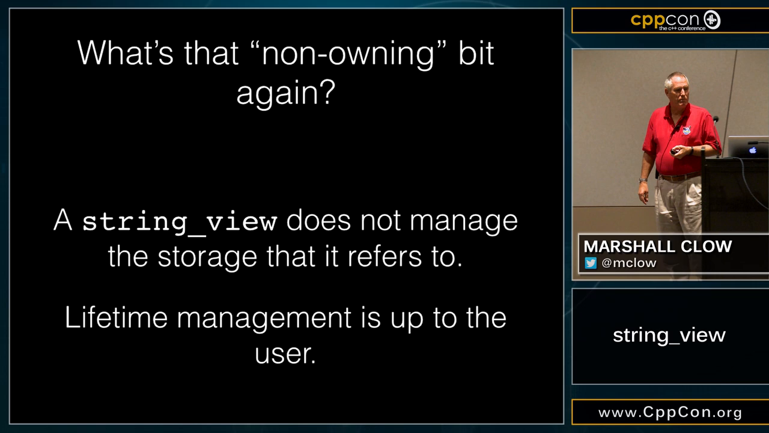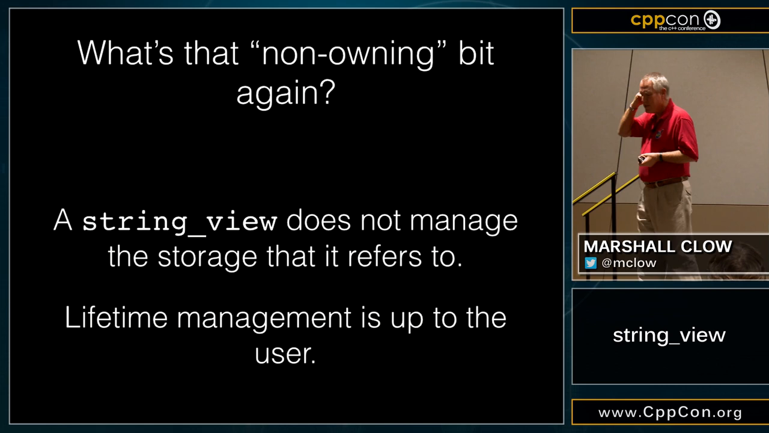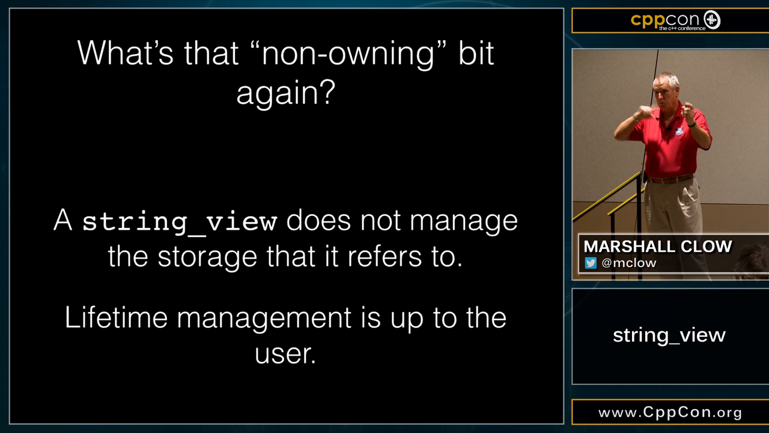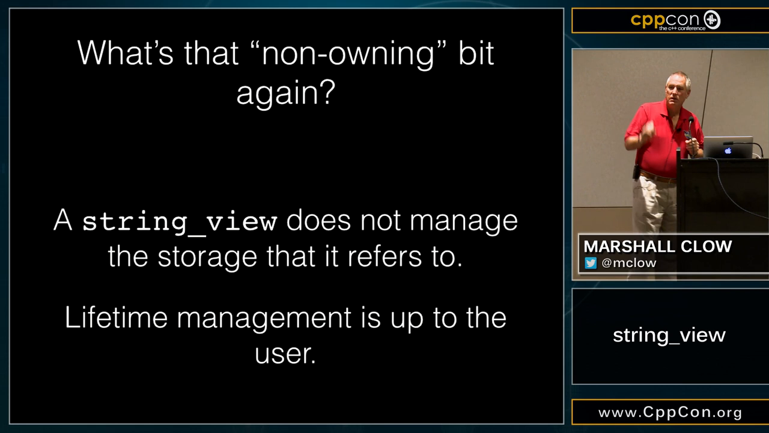So what's that non-owning bit again? I mentioned that a little bit. Non-owning basically means it doesn't have any control over the characters it points to. None at all. It's just a pointer and a length. What does this mean? It means that it pushes the lifetime management back on the caller, back on you if you're using it.